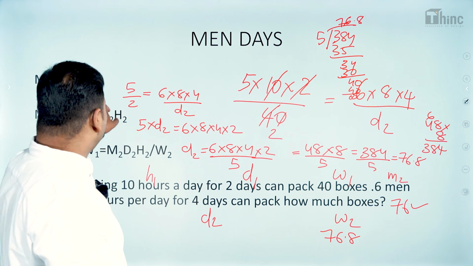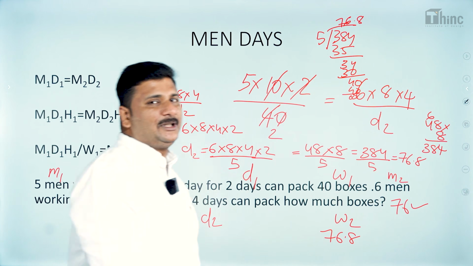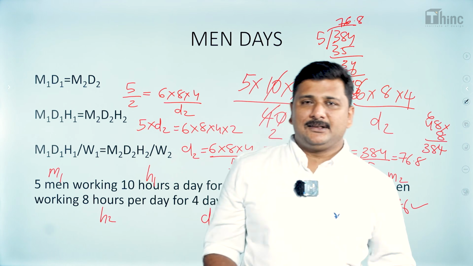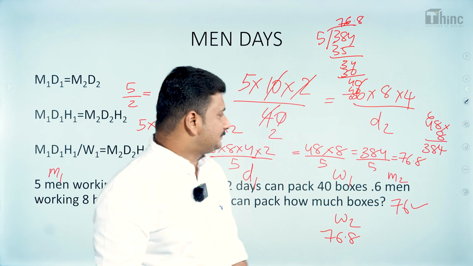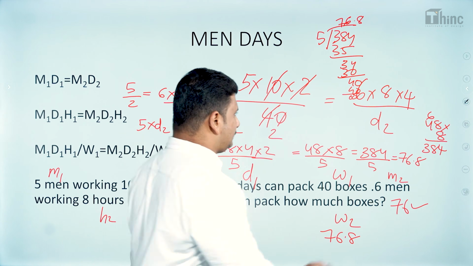So if you have the formula M1 D1 H1 by W1 equals M2 D2 H2 by W2, you can actually do questions like this. Now there is an extension for this. What is the extension?